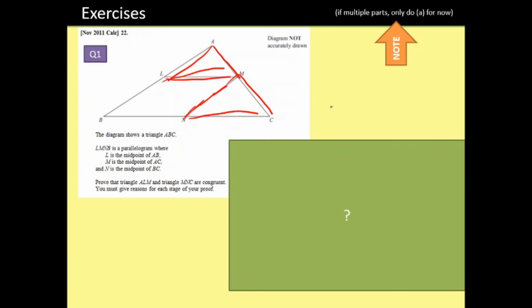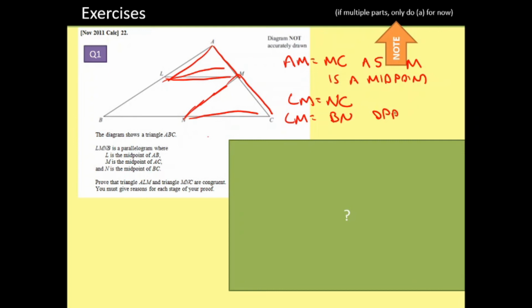Let's see what we can work out from this. So I know that actually AM has to equal MC, right? As M is a midpoint. Let's see if we can work out anything else from this. Well, I know that LM must equal NC, and if you think about this, LM has to equal BN, as opposite sides of a parallelogram are the same.